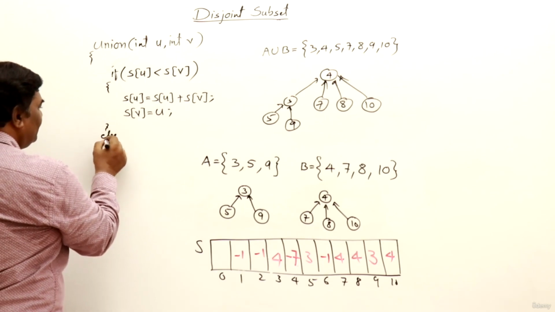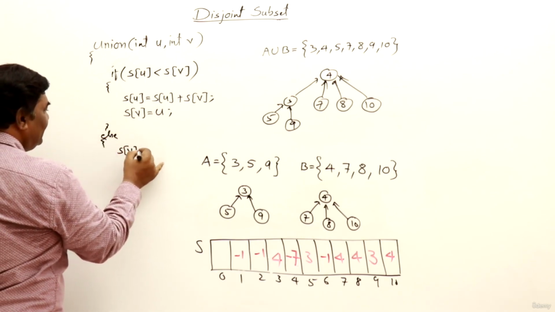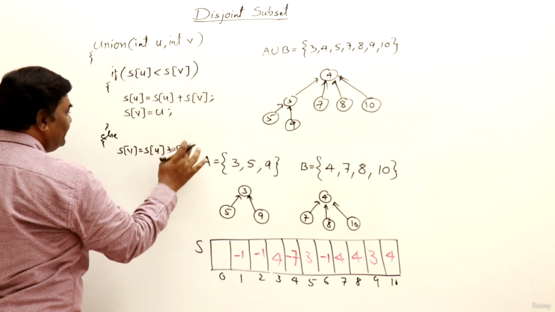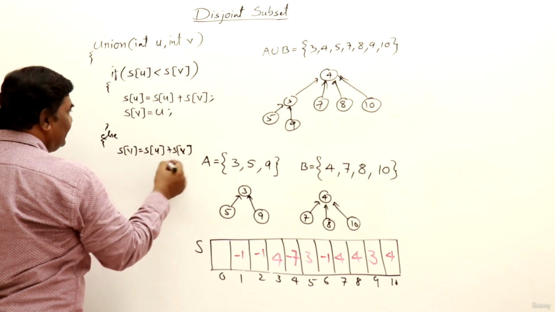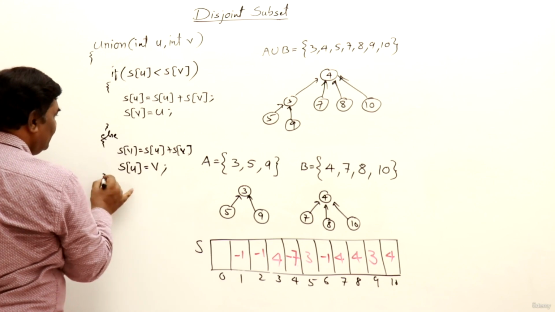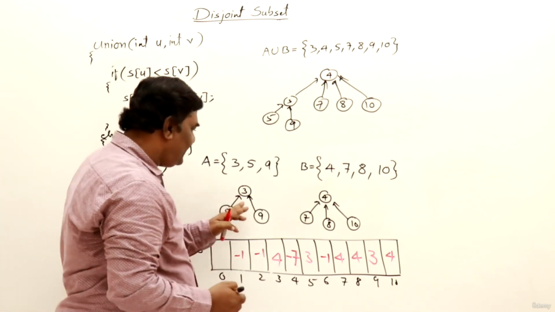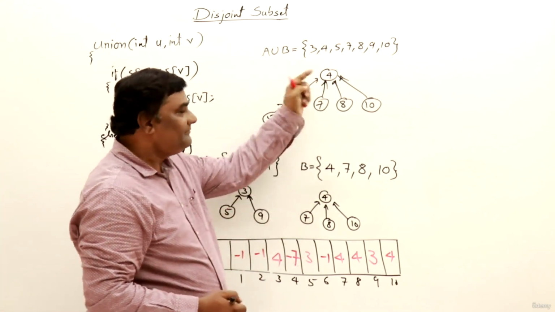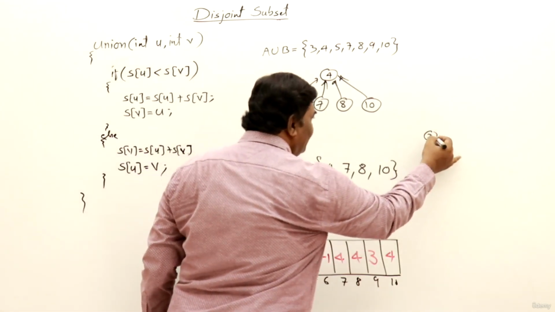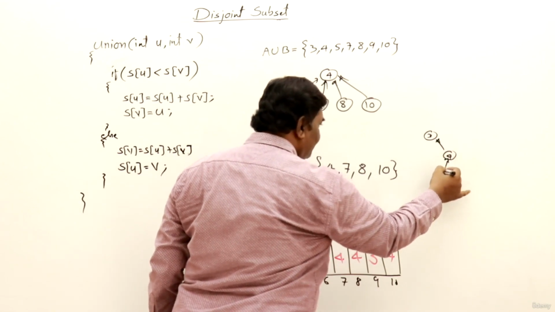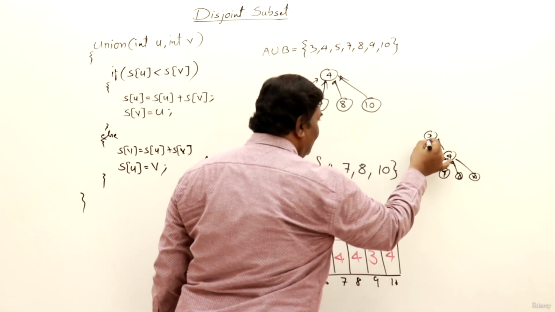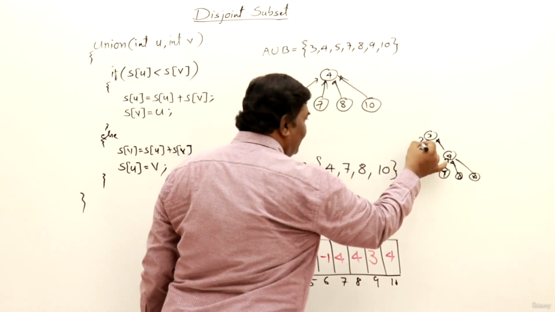Else, S of V, we will add these two and write them as S of U and V together, right? Then next S of U will change to V. So that's what. See, this was having less number of elements, so 4 became parent. Otherwise, we can make it the other way also. Like 3 will be parent and 4 comes under this, and under this we will have 7, 8 and 10, right? And here we will have 2 that are 5 and 9.